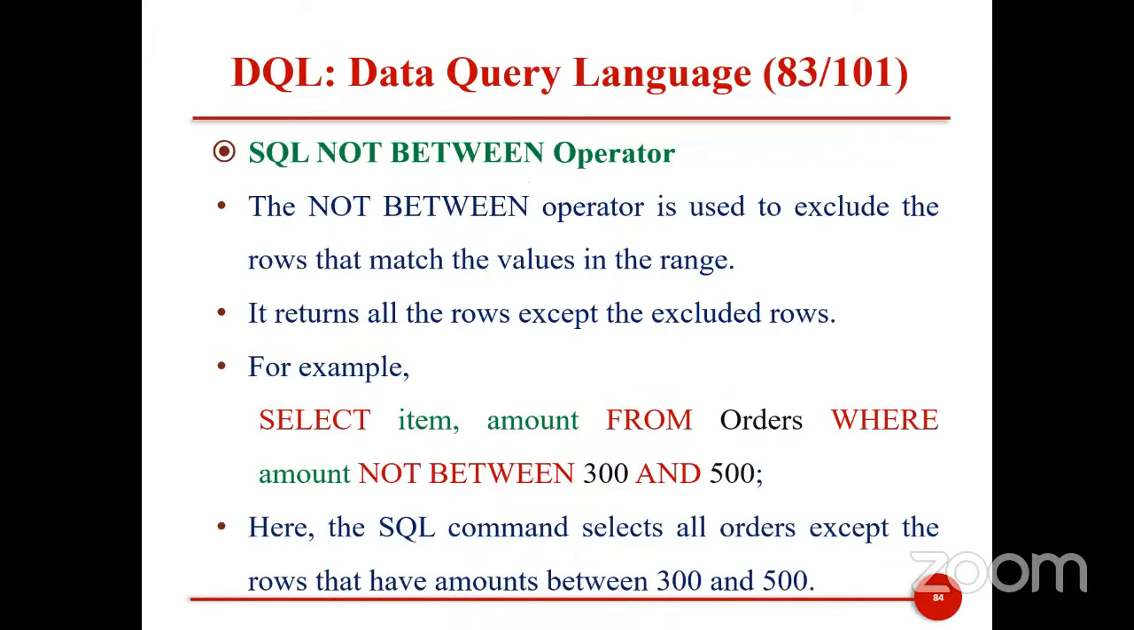Then we have NOT BETWEEN. If you want to display maybe amounts which are not between what you have included there, then use NOT BETWEEN. Select the items where instead of having amount is BETWEEN, you put amount NOT BETWEEN. Then you specify the range, and then it will display for you those amounts which are outside the range that you have specified there.